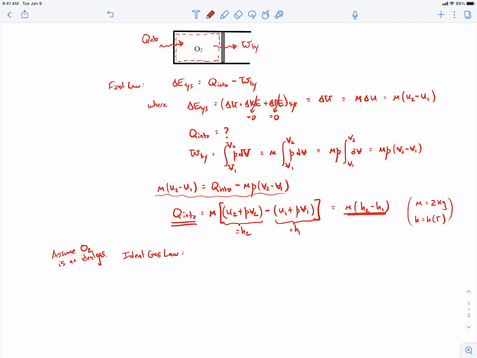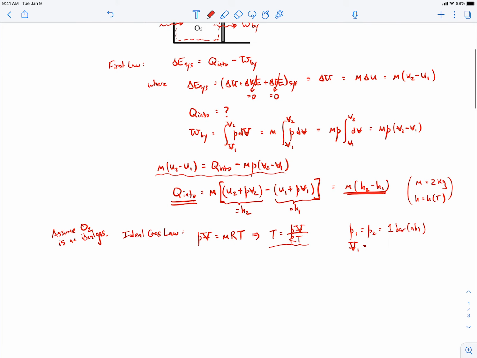So now we're making the assumption that the oxygen is an ideal gas, so we'll make use of the ideal gas law that says the pressure times the volume is equal to the mass times the gas constant times the temperature, so we can rearrange that to get temperature. And we know the initial pressure and the final pressure, they're the same. Those are 1 bar. It's an absolute pressure that we're given. We know the initial volume was 2 cubic meters. And then the final volume, we're told it doubles. So the final volume is 4 cubic meters.